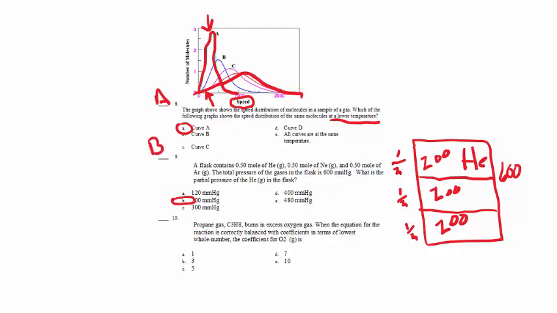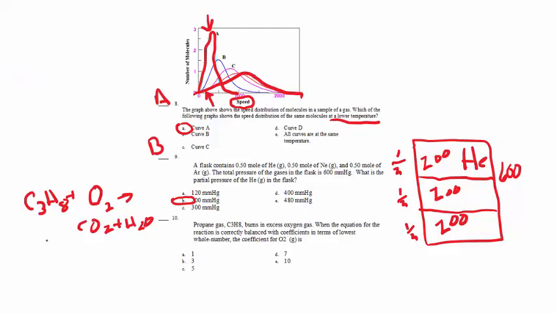Propane gas, C3H8, burns in O2. Okay, what is the correct coefficient when you balance this equation? All right, what that would be, since it's C3H8, when it burns in oxygen, it produces carbon dioxide and water. Okay, excellent. Well, we just have to go ahead and balance this equation.